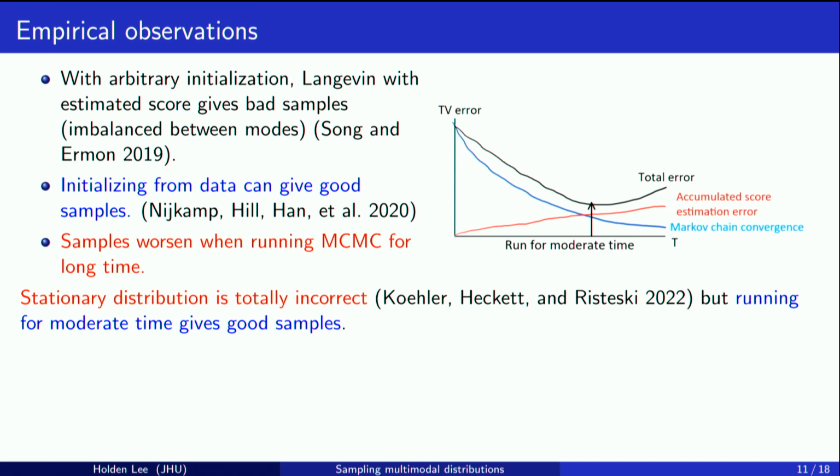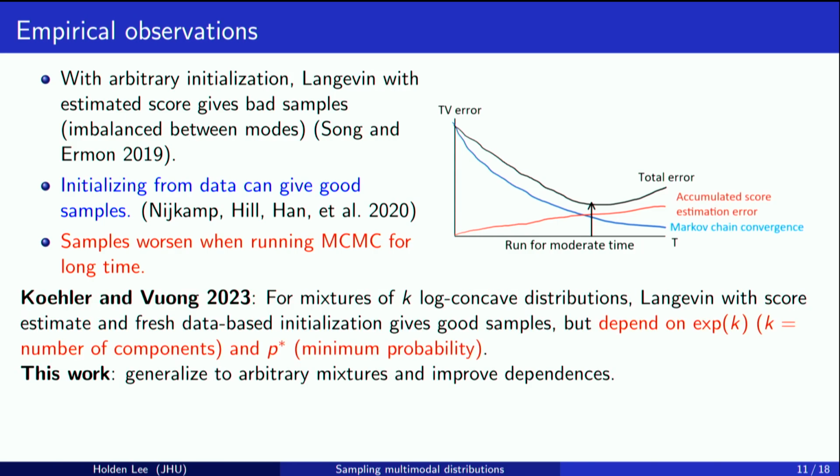Okay, so if we do Langevin with score matching, it's been observed that if you use an arbitrary initialization, you can get bad samples. However, if you initialize from data points, then you can actually get good samples. However, the samples worsen when you run MCMC for a long time. This is consistent with the fact that the stationary distribution could be totally incorrect, but running for moderate time is good. Previous work by Koehler and Vuong showed that you can get good samples in this way, but with some exponential dependence on the number of components. So we generalized the result to arbitrary mixtures and improved this to polynomial.